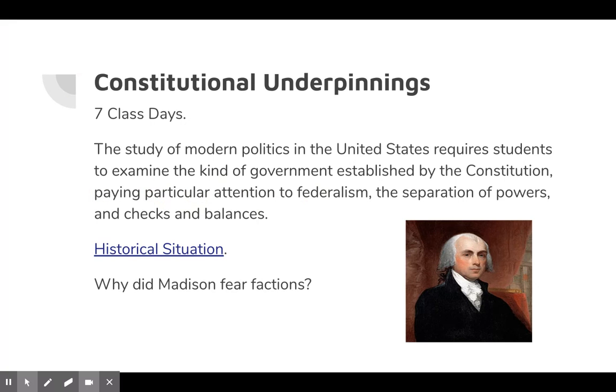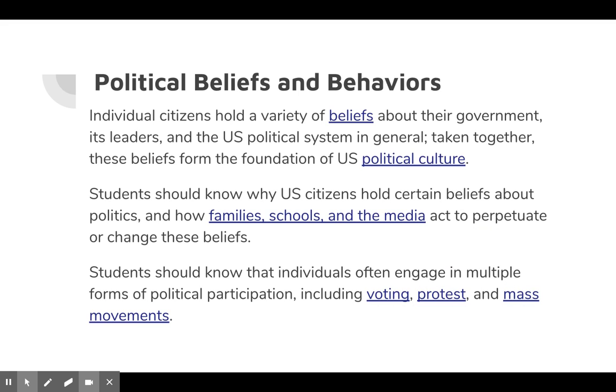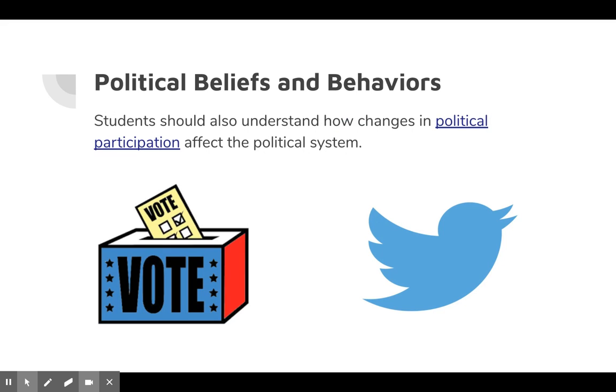The first one is constitutional underpinnings. This is like constitutional law, and this is where your students are right now. We will then move into political beliefs and behaviors, which is always fun. How do people develop their beliefs, and what is American political culture? What falls within the confines of that? We'll talk about agents of socialization, how families, schools, and the media can perpetuate or change political beliefs, and then political participation. How do you participate, whether it be voting, protest, mass movements, or tweeting, which these days is political participation. We will learn about all of those in that unit.